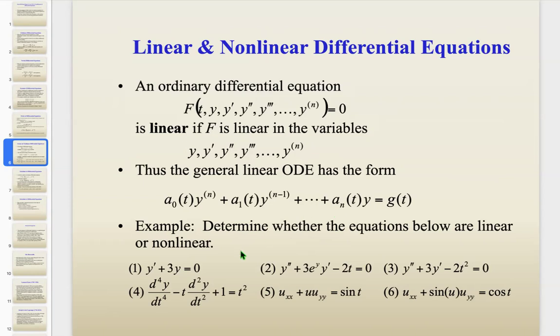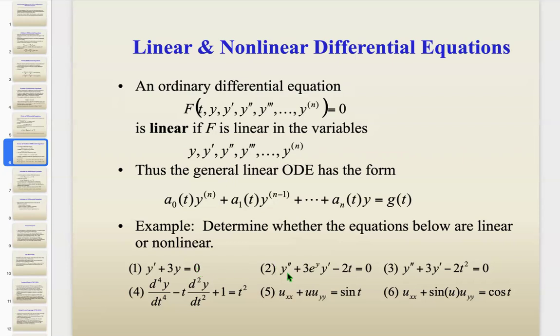So if you look down here in this first equation, numbered 1, the coefficient of y prime is 1. That's a constant that doesn't depend on y. The coefficient of y is 3. That's a constant that doesn't depend on y. So this is a linear equation.